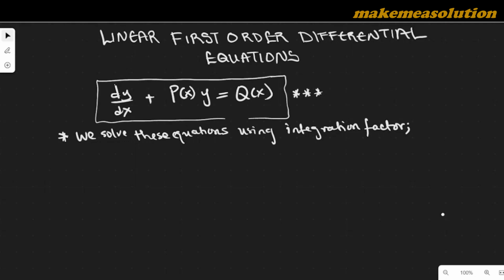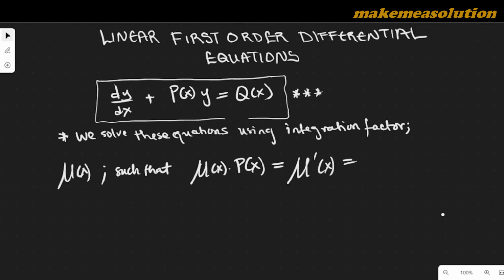So how do we solve it, and what are the underlying assumptions that we make to solve this particular problem? First of all, we are going to assume a function mu of x such that whenever we multiply this function by p of x, we get mu prime of x. This mu prime of x is still d by dx of mu of x. Is that okay? So this is the first assumption. Now this mu of x is called the integration factor.